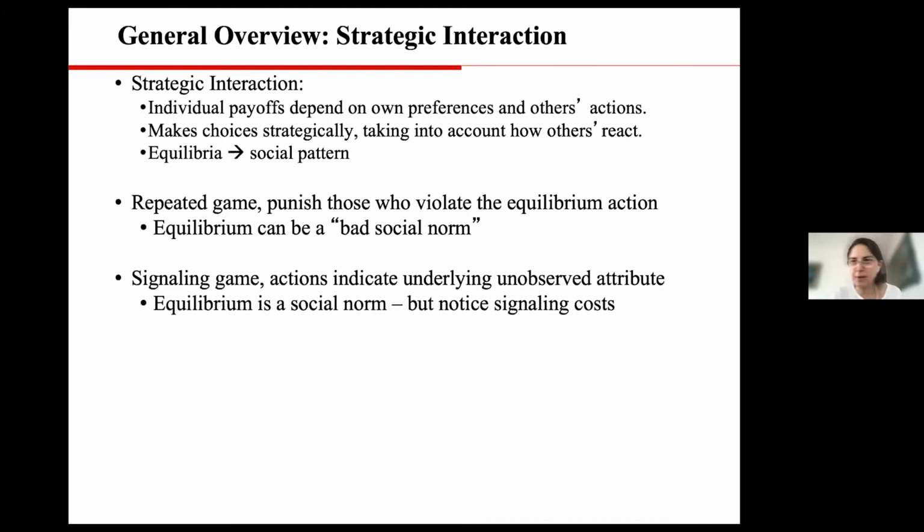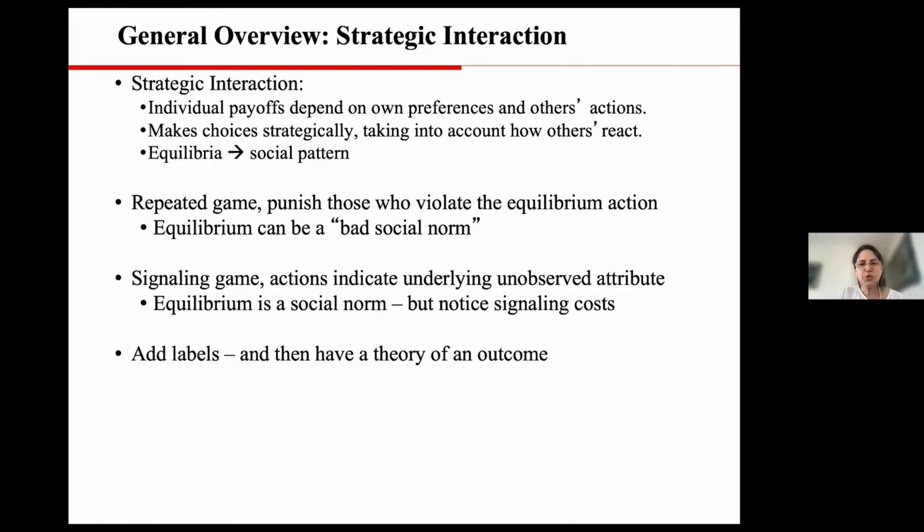I forgot, there's one other game I wanted to tell you about. Another kind of game is a signaling game, where the actions indicate an underlying unobserved attribute, and the equilibrium is also viewed as a social norm. People are signaling something about themselves, and we can call that a social norm. So a signal is sometimes understood as a norm. So in both repeated games and signaling games, people label the equilibrium, oh, look, I found a social norm.